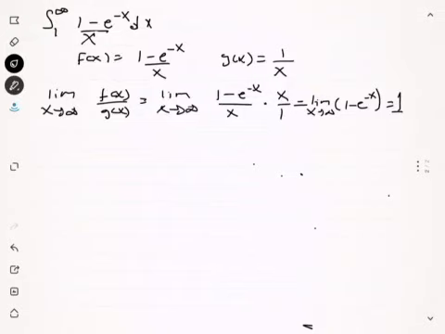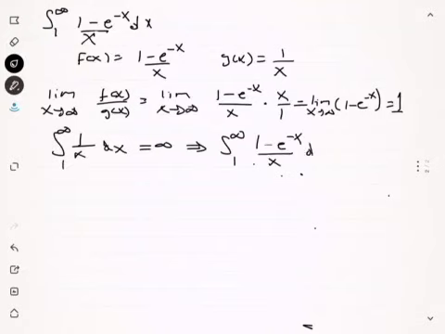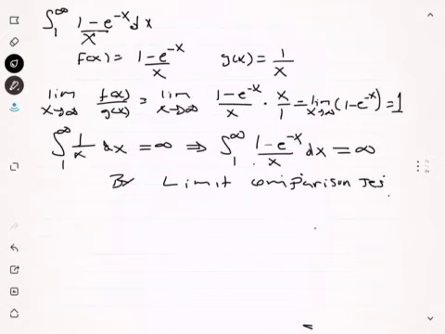Because this is bigger than 0, the limit comparison test says that because this function, the integral of 1 over x from 1 to infinity, diverges, then the original integral of 1 minus e to the minus x divided by x diverges as well by the limit comparison test.